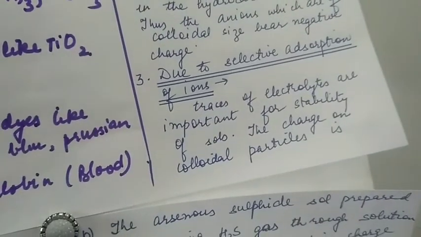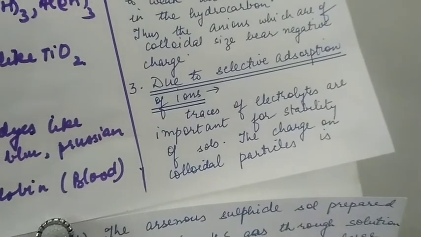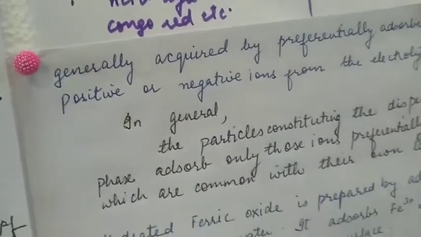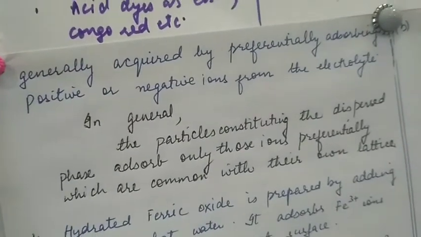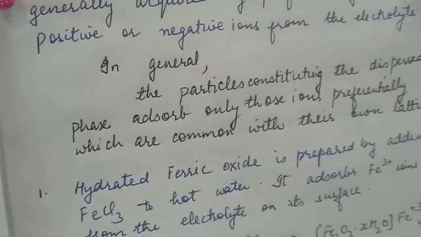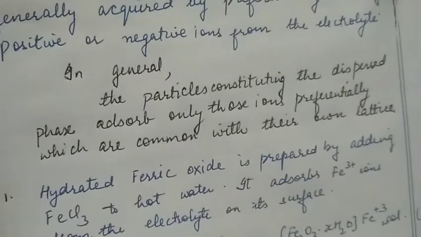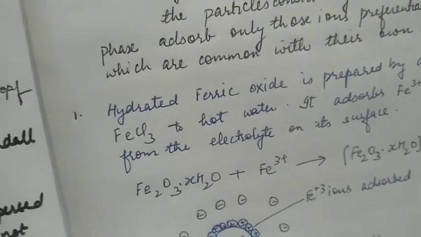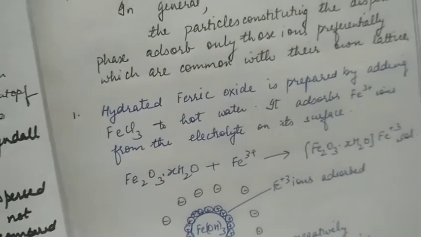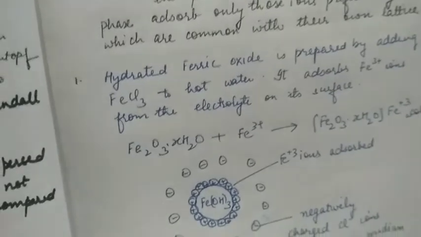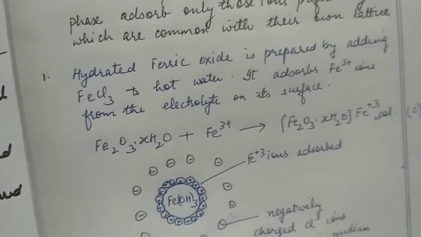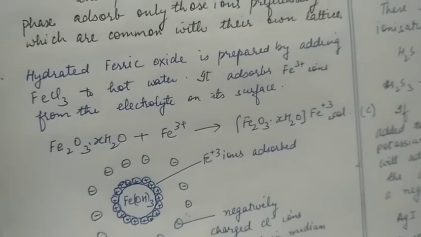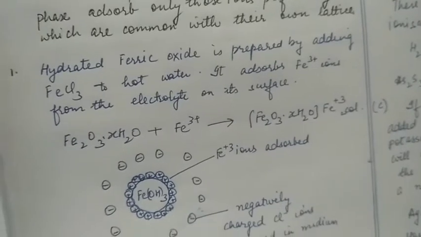Third, due to selective adsorption of ions. Traces of electrolytes are important for stability of sol. The charge on a colloidal particle is generally acquired by preferential adsorption of positive or negative ions from the electrolyte, and in general the particles constituting the dispersed phase adsorb preferentially only those ions which are common with their own lattice. For example, in the case of hydrated ferric oxide, which is prepared by adding ferric chloride to hot water, the ferric oxide will preferentially adsorb ferric ions from the electrolyte to form a positively charged ferric oxide hydroxide sol.